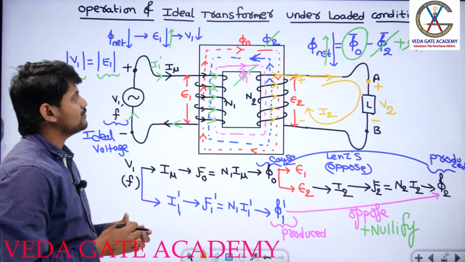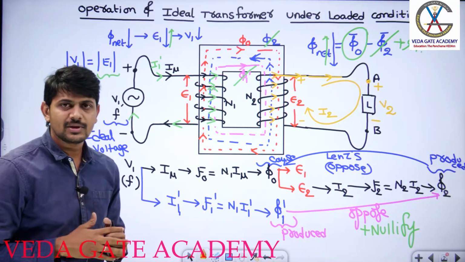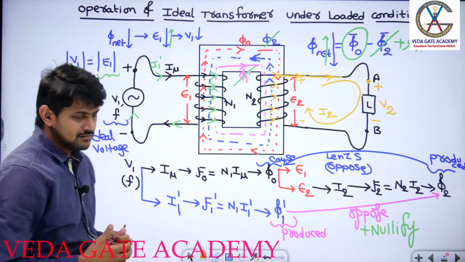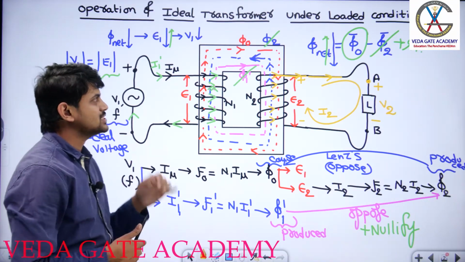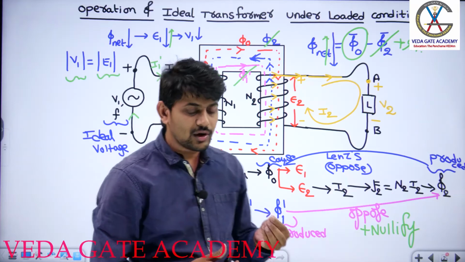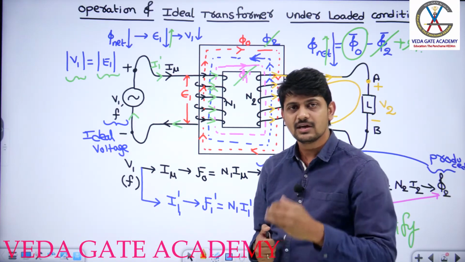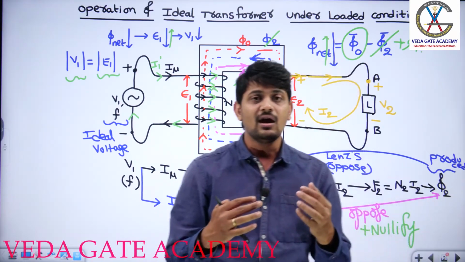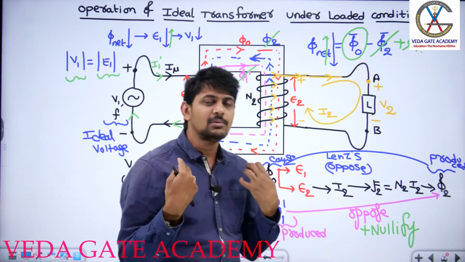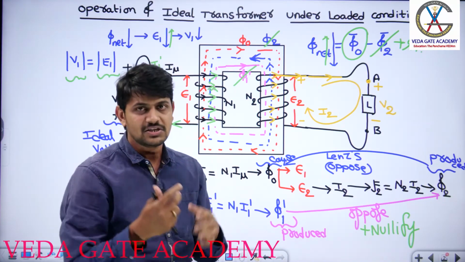The conclusion we are getting from here is that a transformer is always considered a constant flux device. That means the amount of flux available in the transformer under no load as well as loaded condition remains the same. This statement is valid under steady state condition.